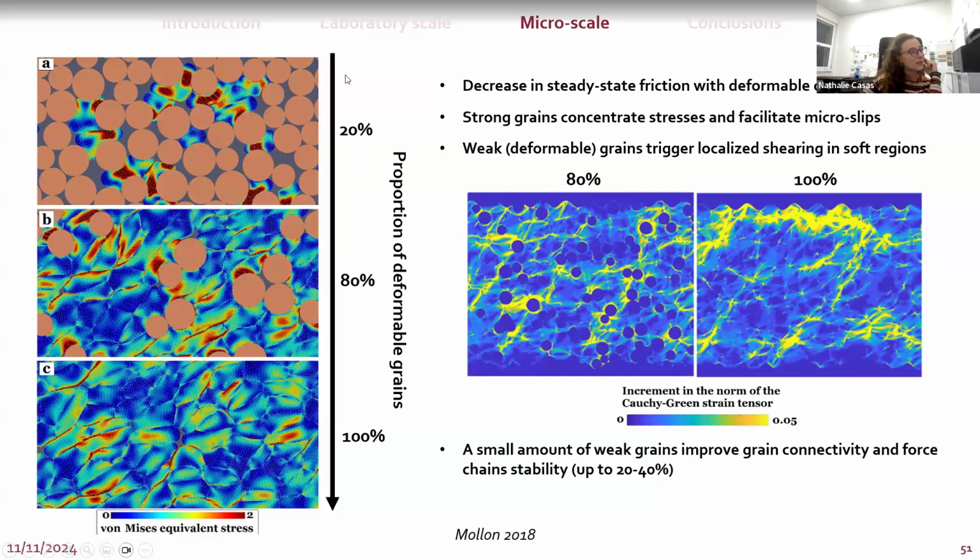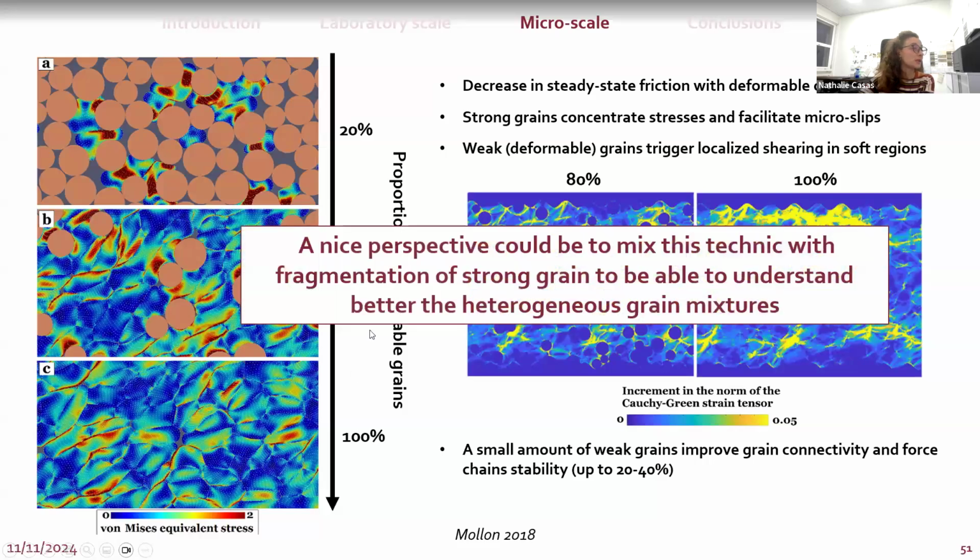Basically, he increased the proportion of deformable grains within a strong mixture, really similar to what I did in the laboratory. By increasing the proportion of deformable grains, we decrease the steady state friction with deformable content. He also saw that strong grains concentrate the stresses, as you can see here on the strong grains, and facilitate microslips. While the weak grains, the ones that are deformable, can trigger localized shearing here, for example, in this region. So I think this type of study can be a nice perspective to mix the technique with a fragmentation of strong grains and the weak content to better understand, for example, heterogeneous grain mixtures.